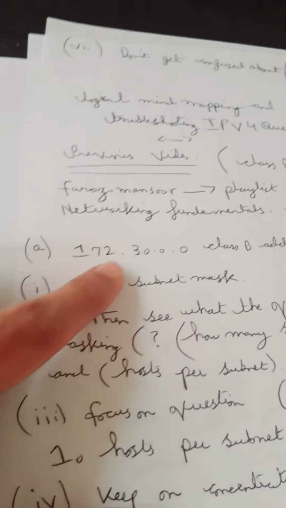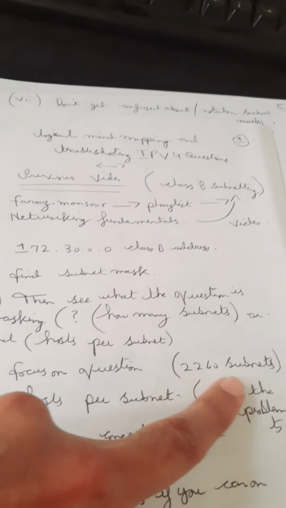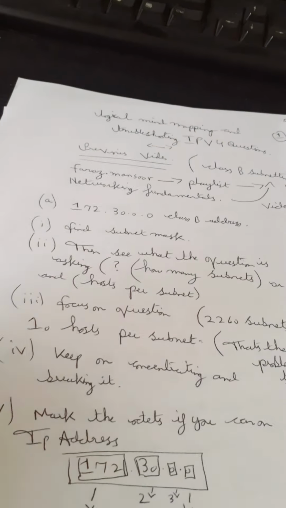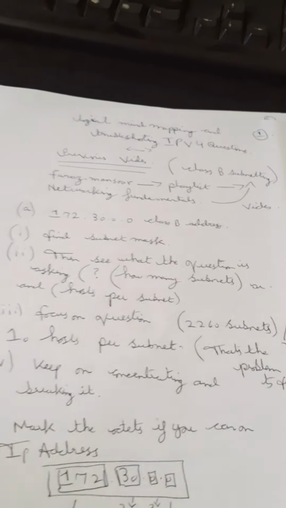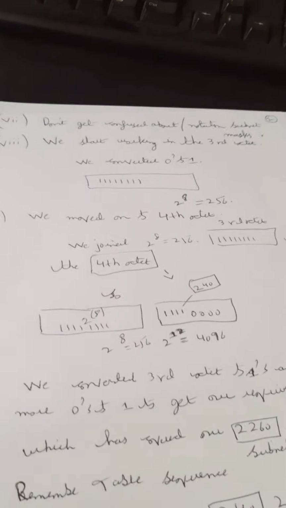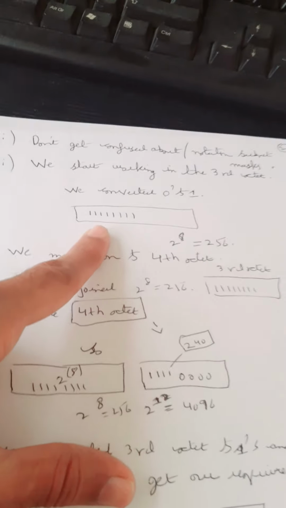But both of them start with us discussing this IP address here, and they want us to get 2260 subnets, and they want us to get 10 hosts per subnet, and then we have to show what subnet mask we get, and which is valid with these values. So if we move forward now, we were here.